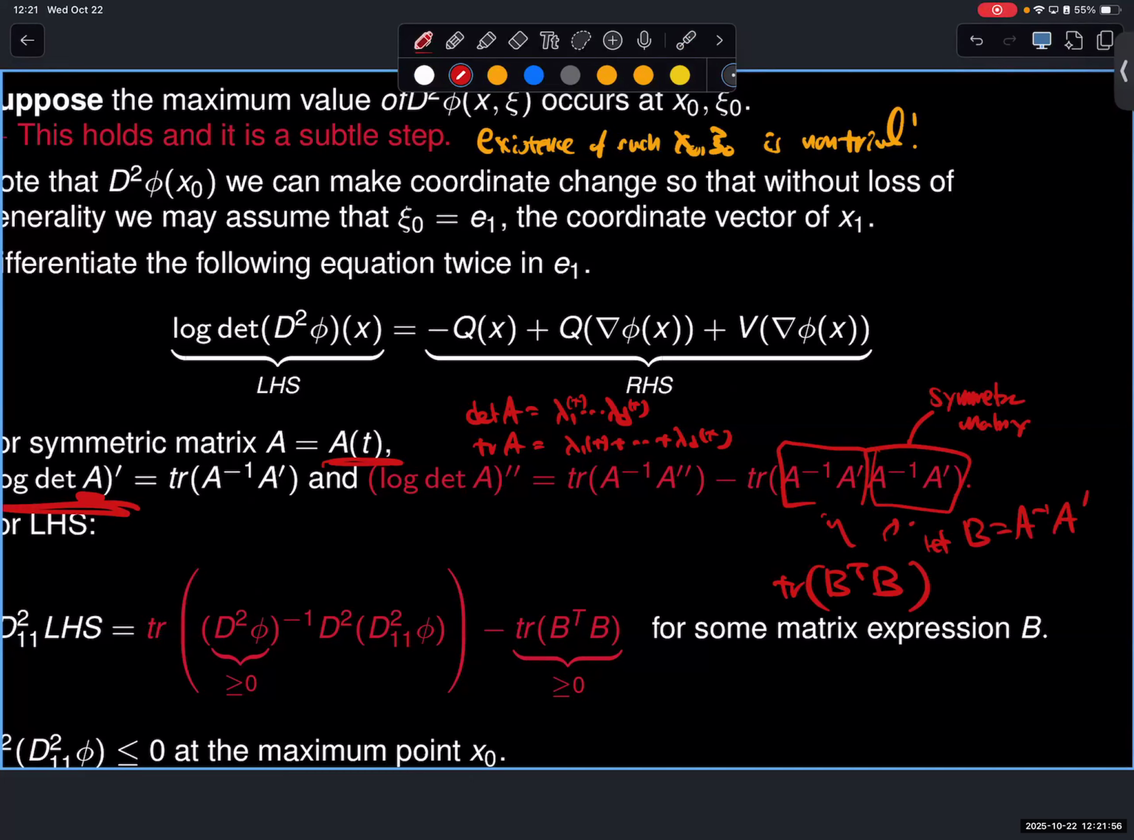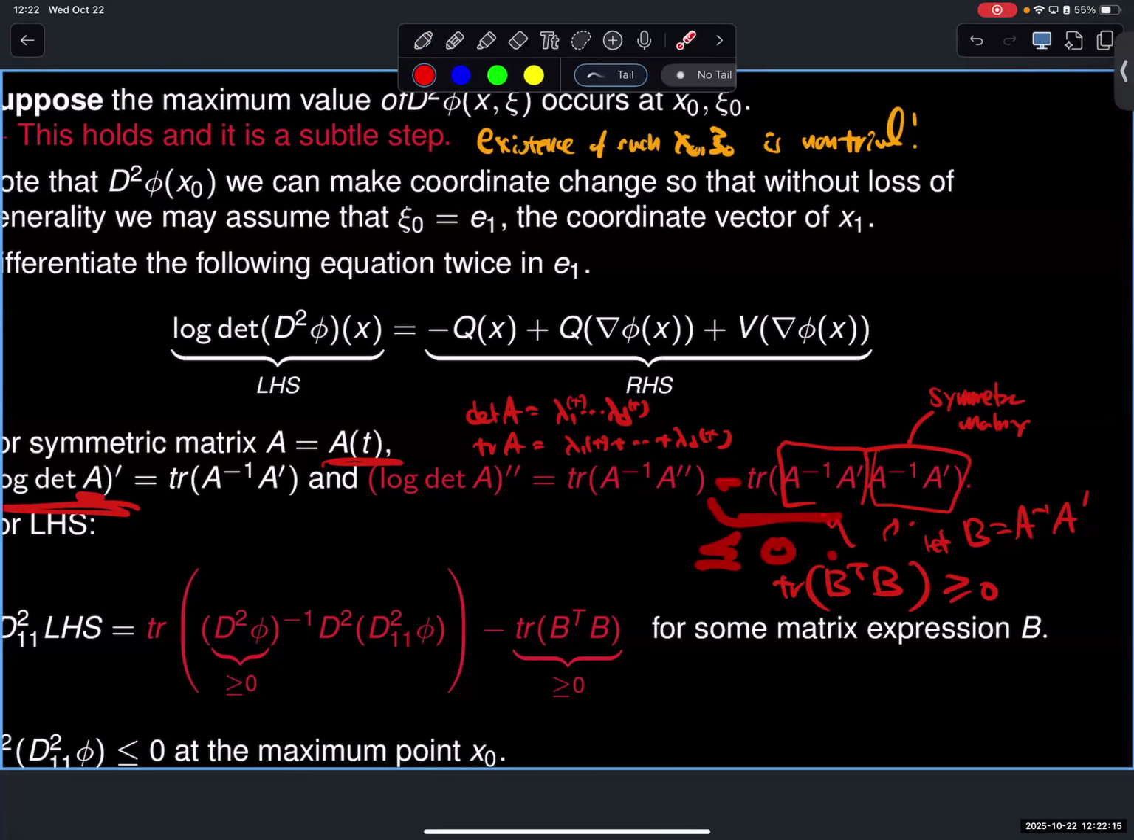If B has some eigenvalues, let's say mu 1 through mu n, then B transpose B has eigenvalues what? The squared eigenvalues. So the point is that this trace is always non-negative, so this negative trace is always non-positive. So that's one thing, and then you have this.